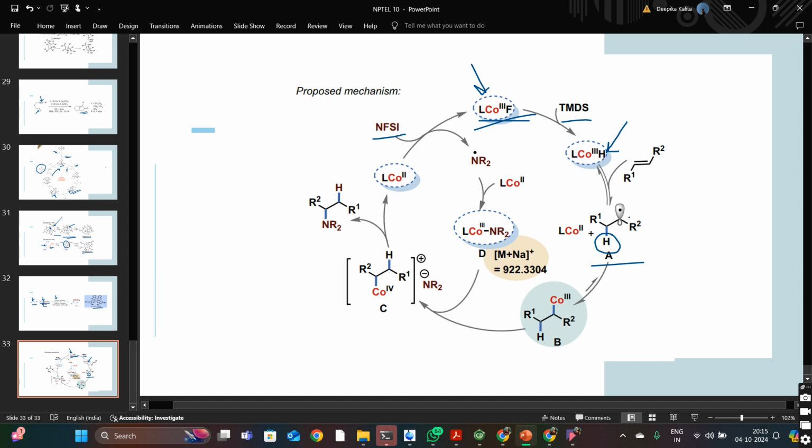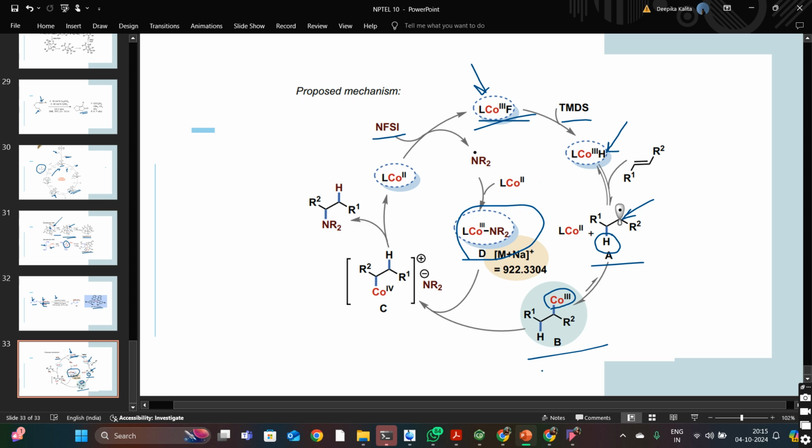Okay, and now this particular carbon will coordinate to the cobalt plus 3 complex. Okay, and this intermediate product B is now going to react with this particular intermediate D, which is generated in situ by the reaction of NFSI and our cobalt catalyst.